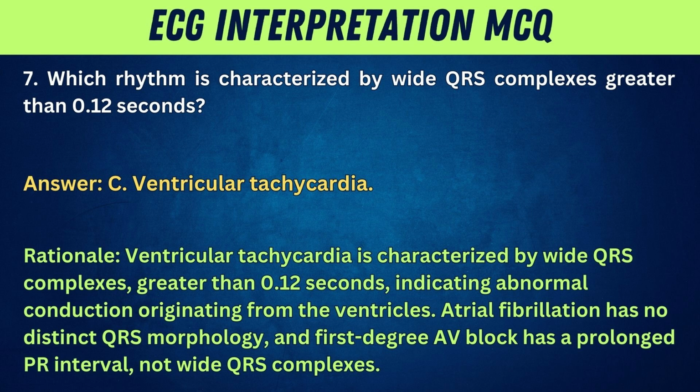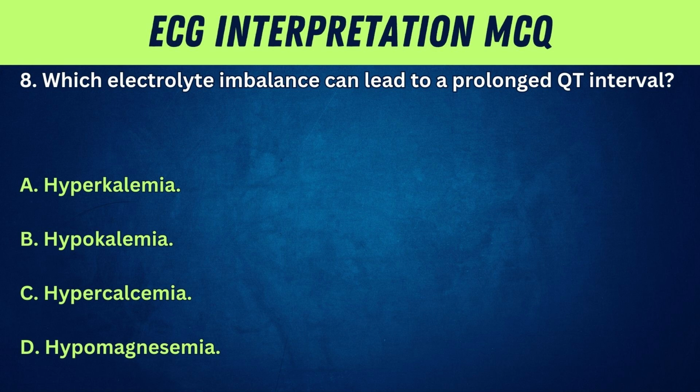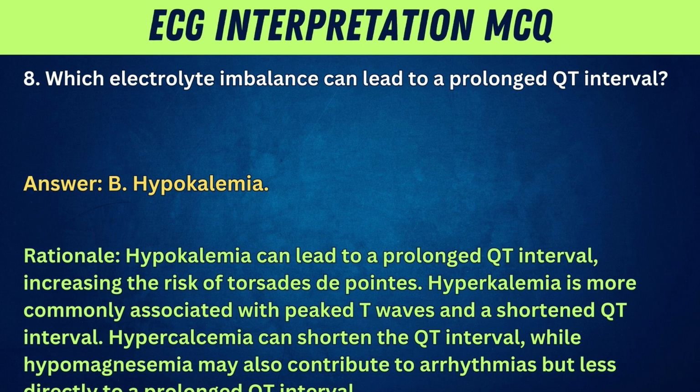QRS complexes. 8. Which electrolyte imbalance can lead to a prolonged QT interval? A. Hyperkalemia. B. Hypokalemia. C. Hypercalcemia. D. Hypomagnesemia. Answer: B.